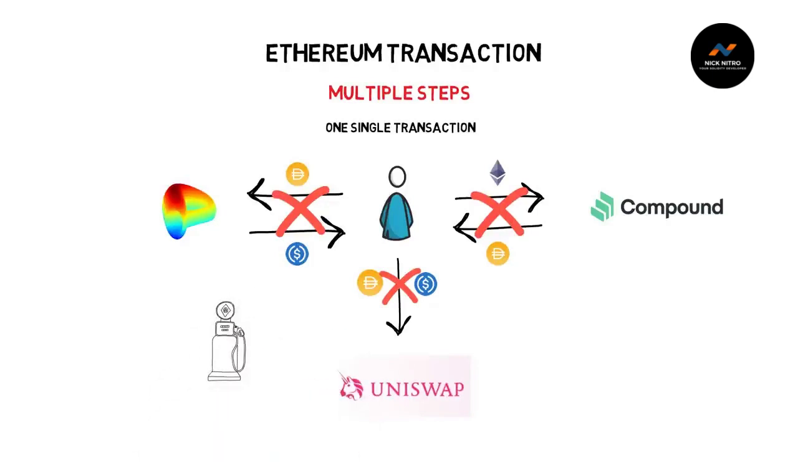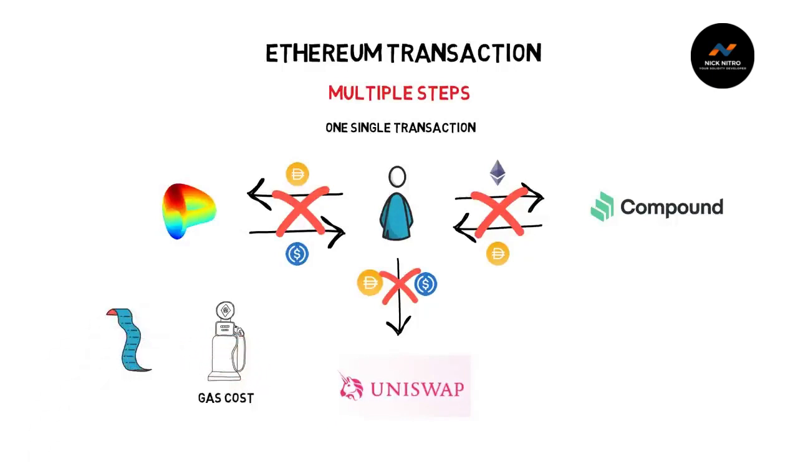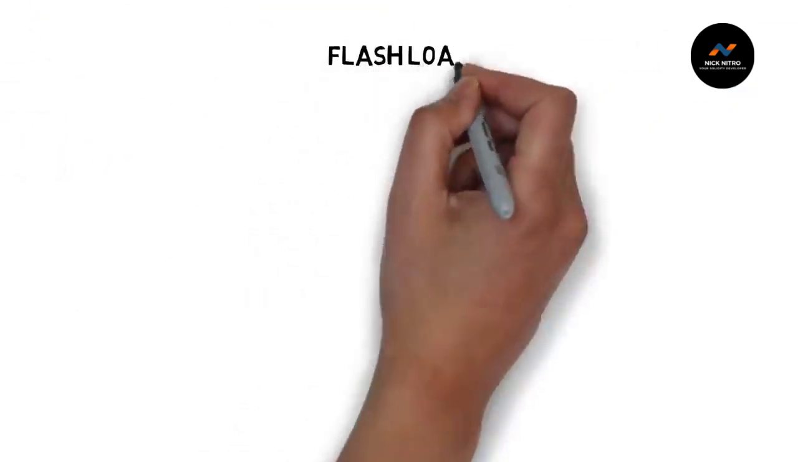The number of steps in a single transaction is only bounded by the gas cost, so although, in theory, you could create a valid transaction with thousands of steps, realistically, it would be rejected because of the max gas cost limit per block. Now let's dive a little bit deeper into flash loans.